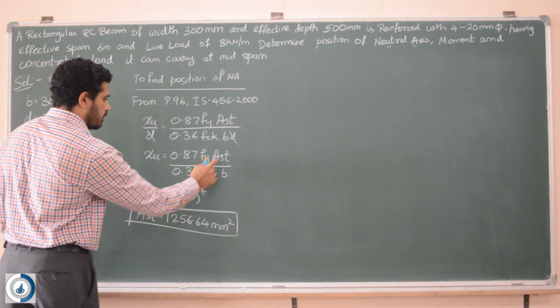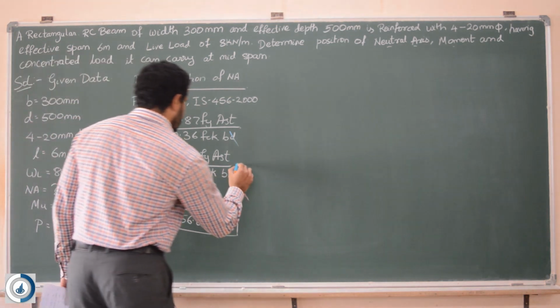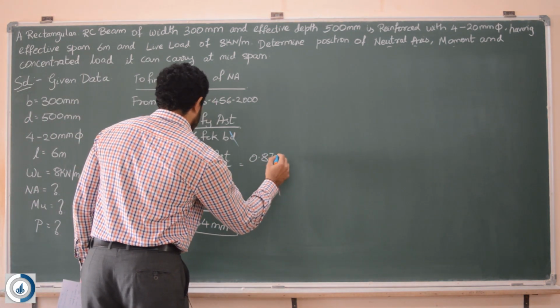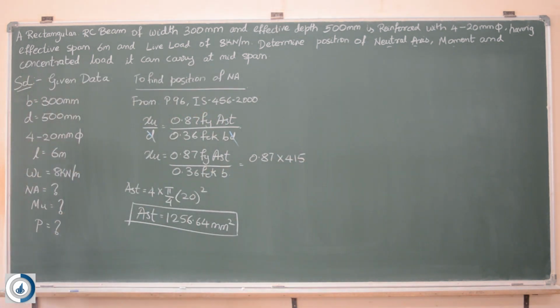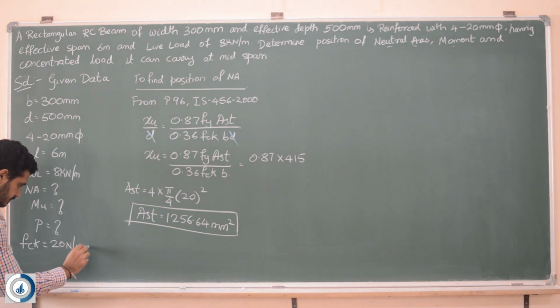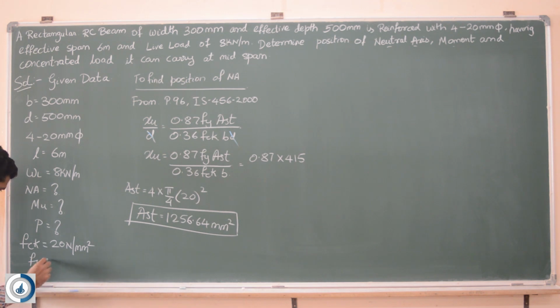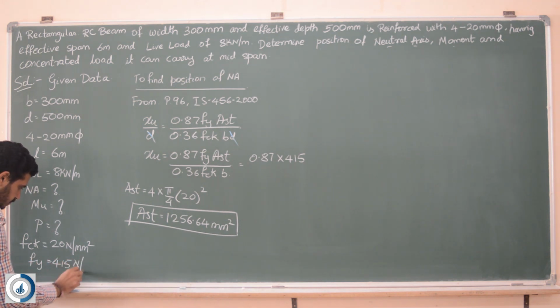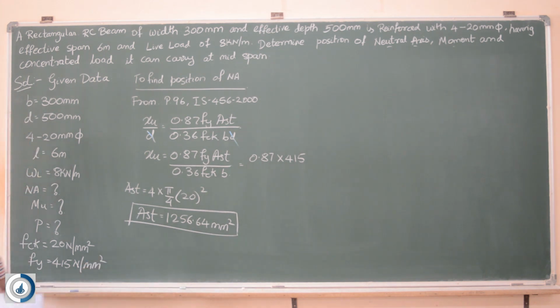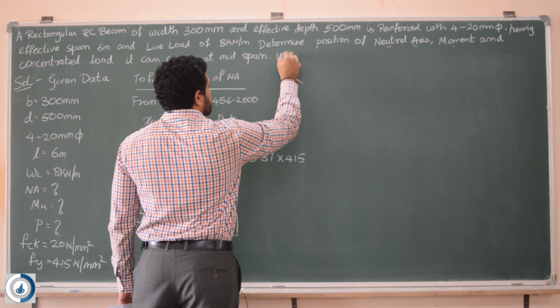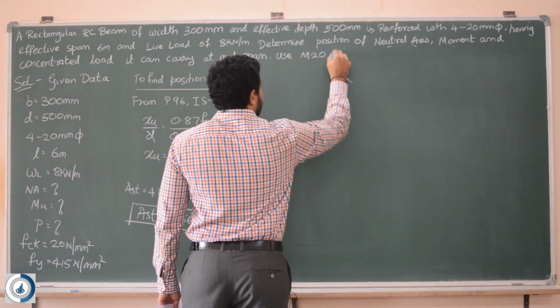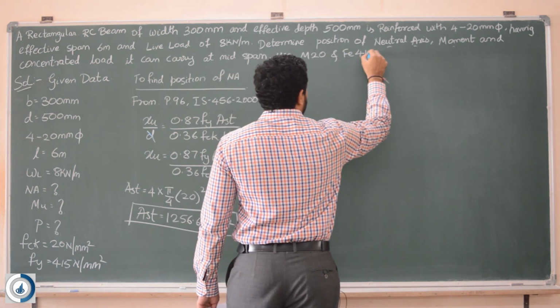This AST can now be substituted here. So 0.87 Fy, the grade is given as 415. I think we have missed writing down the FCK and Fy values, so I will write here: FCK is equal to 20 Newton per mm square and Fy is equal to 415 Newton per mm square. I actually missed writing the materials in the question itself, so here I will write: use M20 and Fe 415 materials.